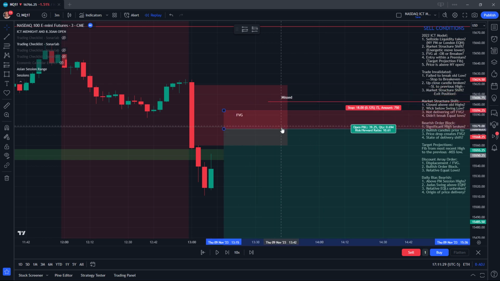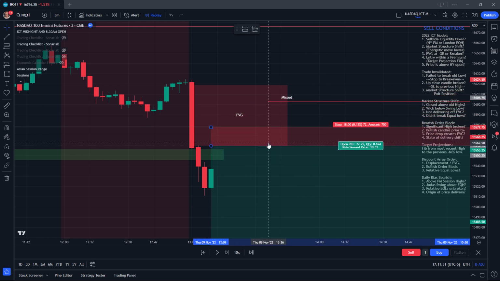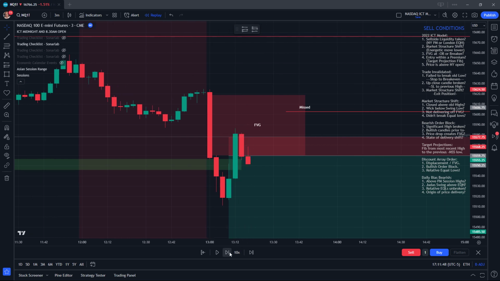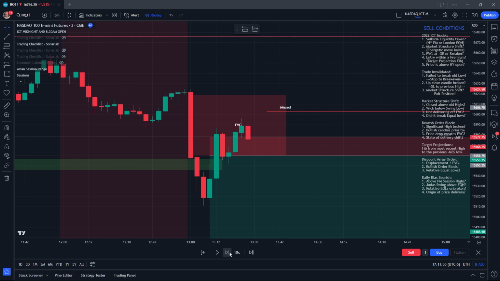And if we enter here, we know that price may want to go to the mean threshold of the fair value gap. In fact, it almost definitely will. And the stop loss actually needs to be above a swing high. So that presents a problem, because even if it respects the fair value gap, it's still going to stop us out.